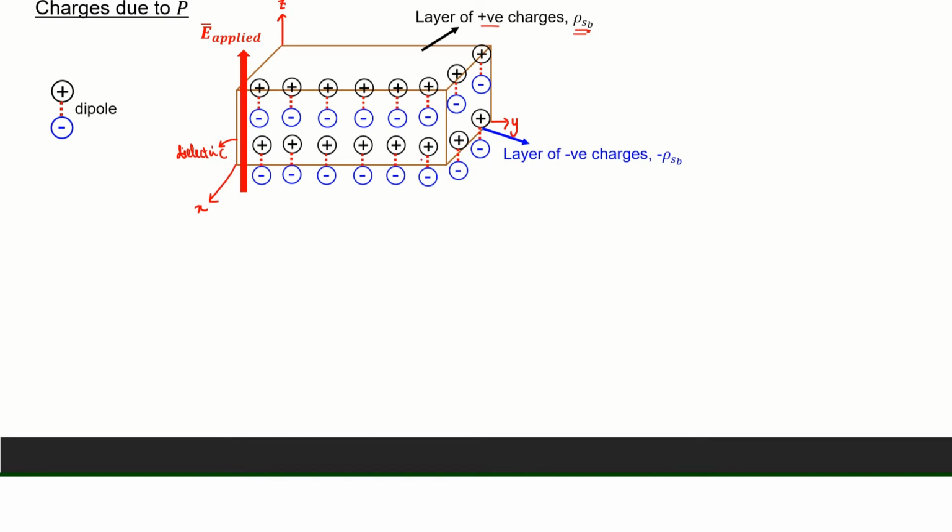So it means that it is not freely moved. However, please bear in mind that this rho SB, this bound surface charge, only exists when there is a polarization vector here. It means that when there is no electric field applied, there will be no bound surface charge, because there is no polarization.